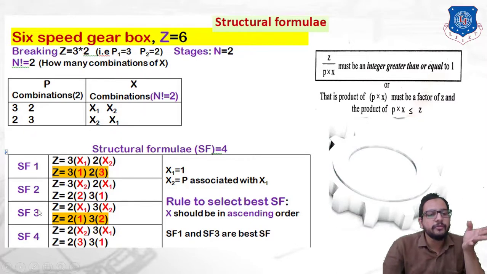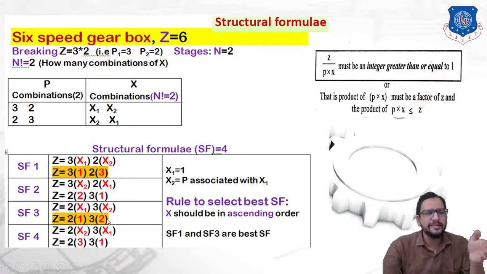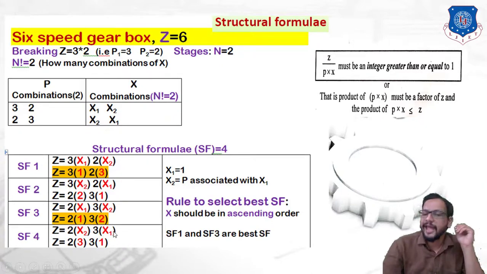Similarly, the next structural formula SF3, we can say z is equal to 2x1 into 3x2. So in this case, x1 is equal to 1 and x2 will be equal to p1. So the equation will become z is equal to 2 in a bracket 1 into 3 in a bracket 2. Similarly, SF4, that is a combination z is equal to 2x2 into 3x1. According to this, x1 will always be equal to 1, and what would be x2? For x2, we take the value of p corresponding to x1. So corresponding to x1, the value of p is 3. So over here you can clearly see that I have written 2 in a bracket 3 into 3 in a bracket 1.